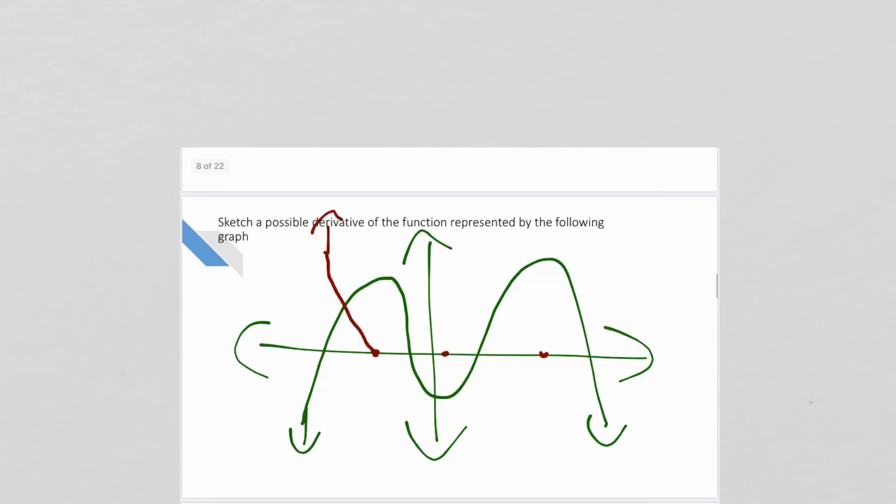Okay, now the function starts decreasing, so the derivative is negative. Boom. At this point, the function stops decreasing and then starts increasing again. So the derivative goes positive, the function's increasing, still increasing, and then now we hit this point where the function starts decreasing. So now we're just going to let the derivative go down forever.